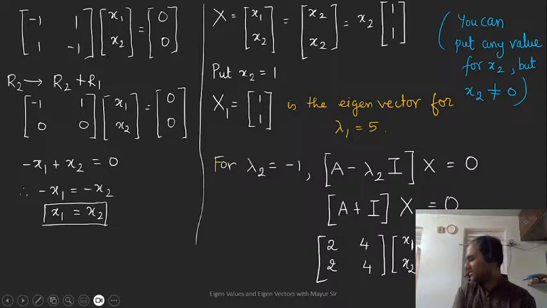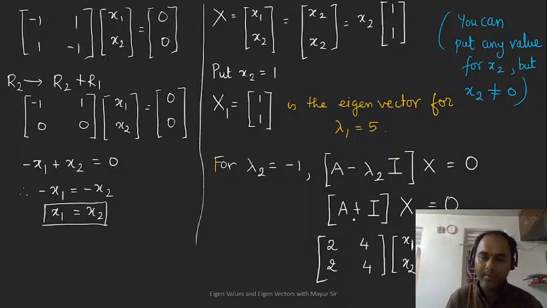Now see, this is very important. When you get an eigenvalue lambda 2 equal to -1, you have done this change. When the eigenvalue is positive, you have to subtract, but when the eigenvalue is negative, you have to add it to the diagonal element. So here you perform this and you get this matrix. Now we see what is going to happen. Rows 2 4 and 2 4, both rows are the same.